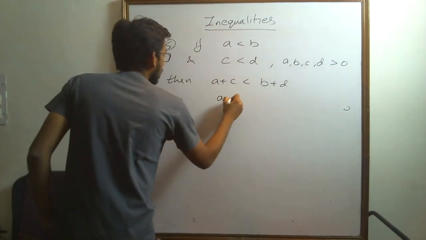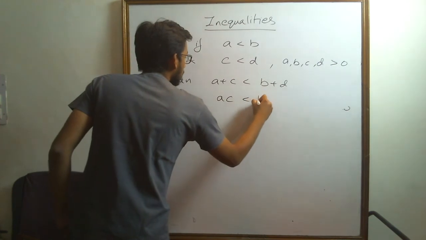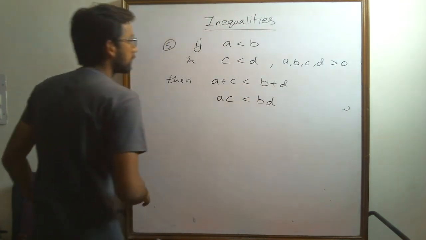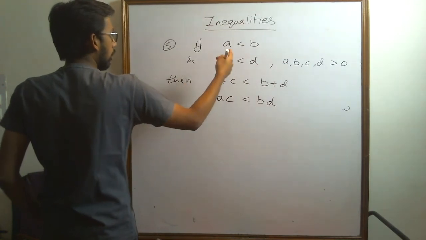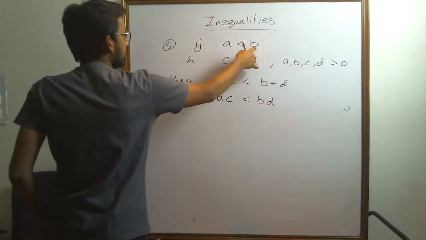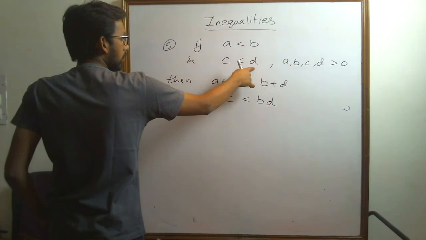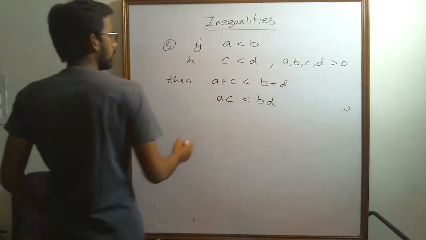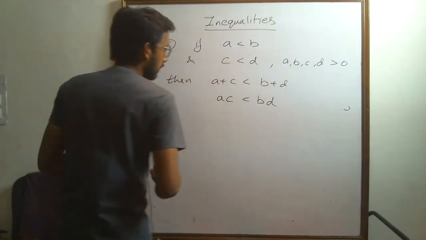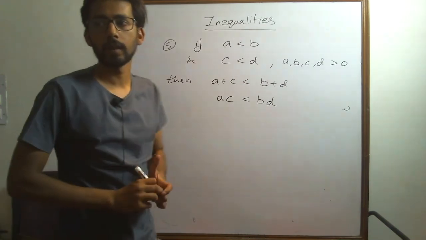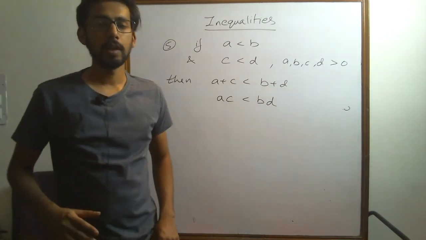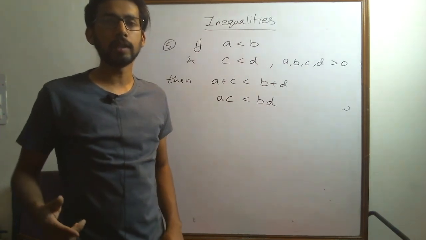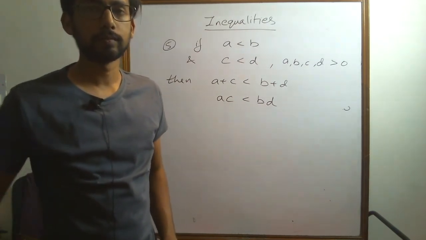Similarly, A into C will also be less than B into D. A small number multiplied by a small number will obviously be less than a big number multiplied by a bigger number. So that's why we get these inequalities. I hope you understood the inequalities. We'll be looking at solving the inequalities in another video.